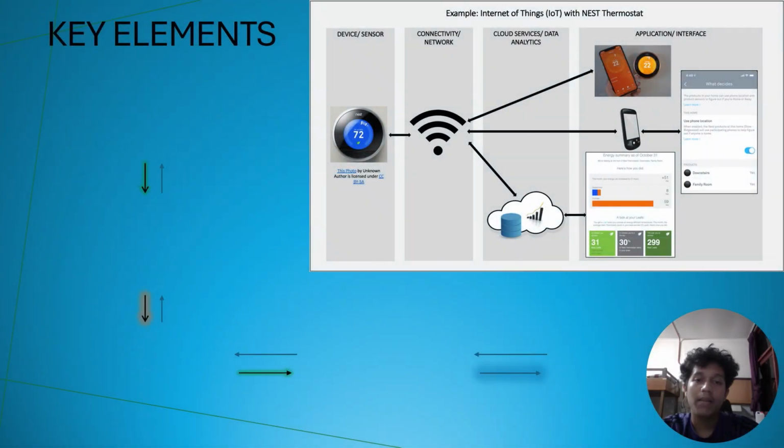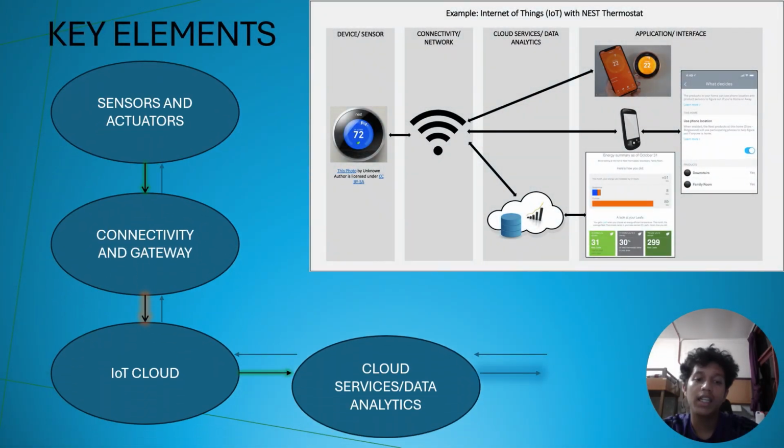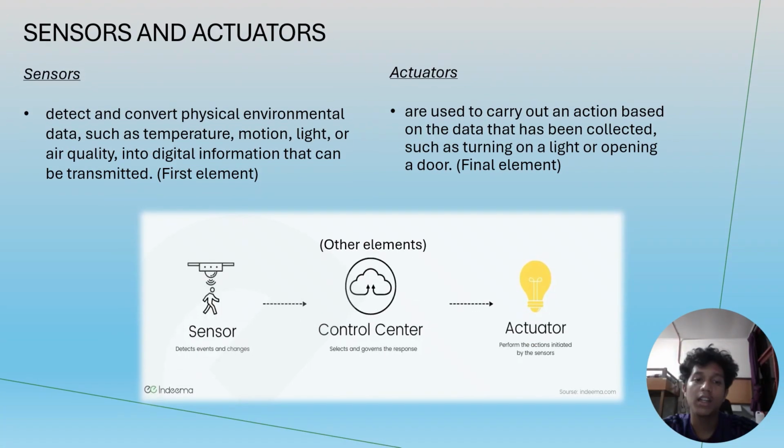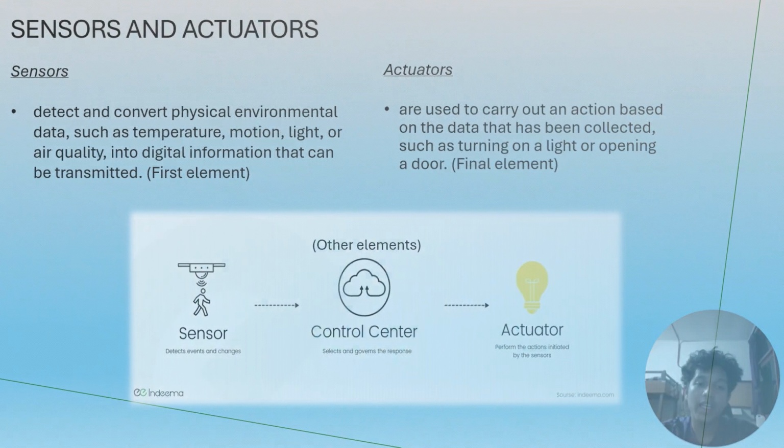Okay, so for the key elements, there are 5. Sensors, actuators, connectivity, cloud services, and user interface. For sensors, they will detect and convert environmental data like temperature and light into information that can be transmitted. And for actuators, they are used to carry out an action based on the data that has been collected, like opening a door.